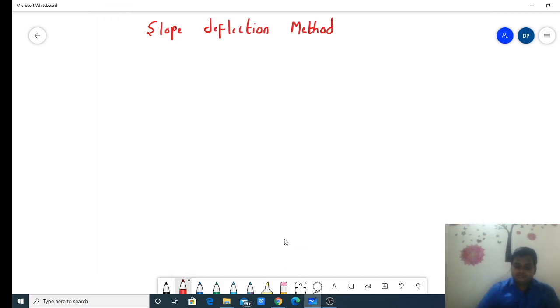Good morning. So today we are dealing with the slope deflection method. Whenever we are dealing with the slope deflection method, as a mark of respect, we should remember those people who have strived for this. First of all, let me introduce you to the forefather of this slope deflection method.